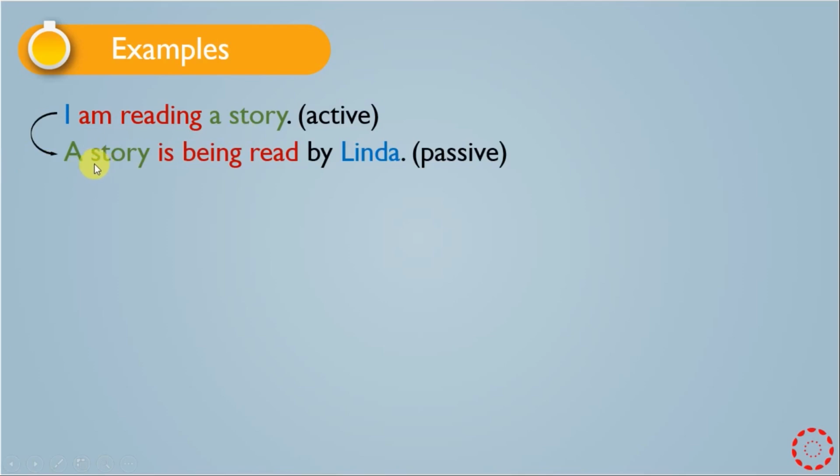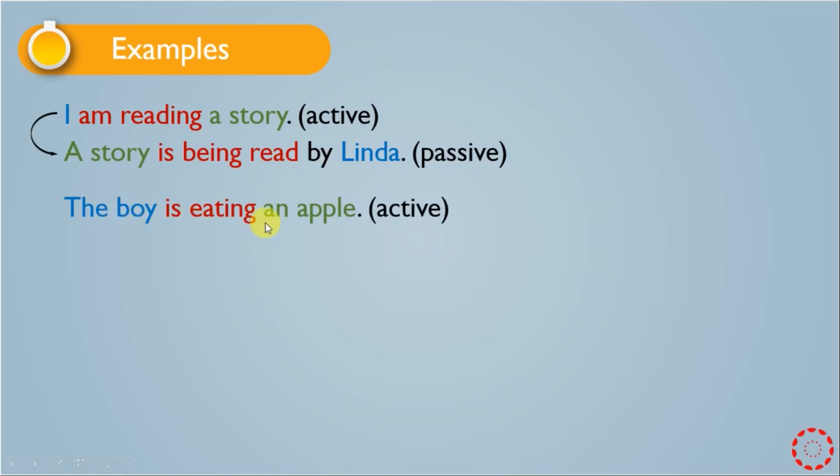We move the object, which is a story, and put it at the initial, and then because we have a story, which is singular here, we use is, and after is, this is the rule, we have to have being. After being, we write the past participle of the verb, which is read. We just change the pronunciation of the word. We say read. This is an irregular verb. That's why it doesn't take ed. So this is the passive form of this sentence. A story is being read by Linda.